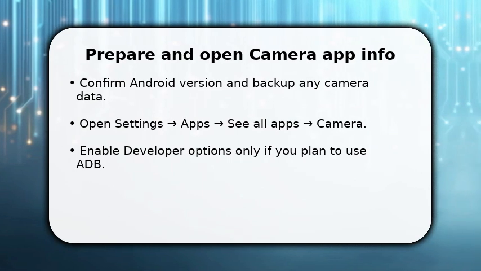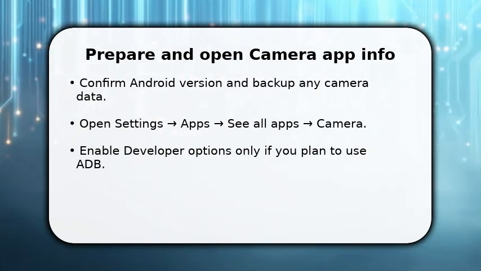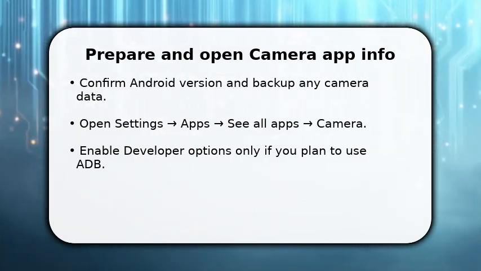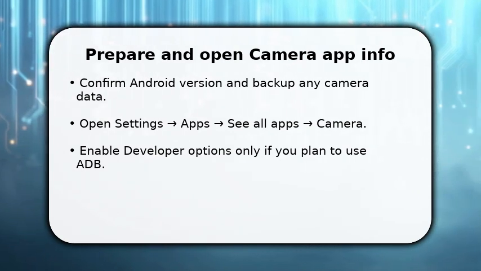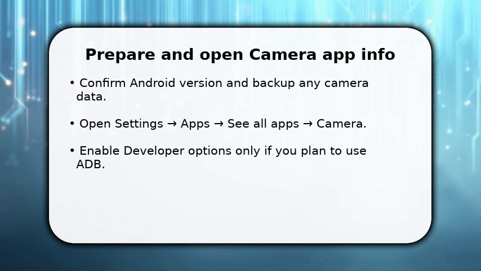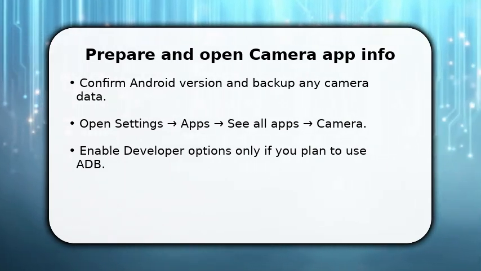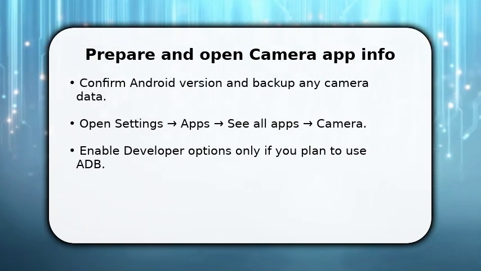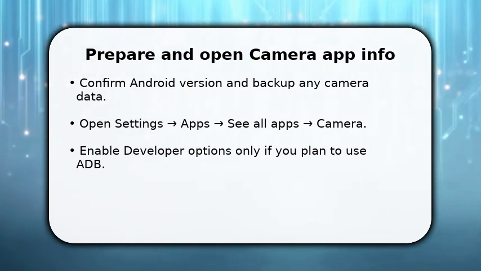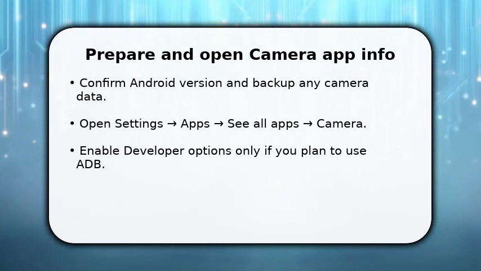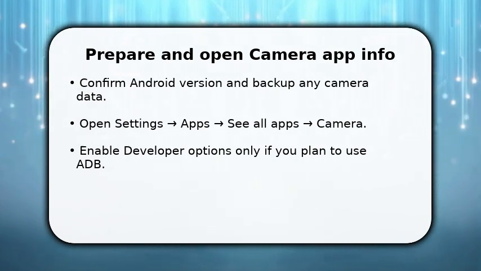Now go straight to Settings, tap Apps, then see All Apps and find Camera. Once you're viewing the Camera app info page, you'll see options like Force Stop, Storage, Permissions, and possibly Disable. If Disable appears, you can proceed immediately. If not, prepare ADB by enabling developer options and USB debugging for the advanced route.